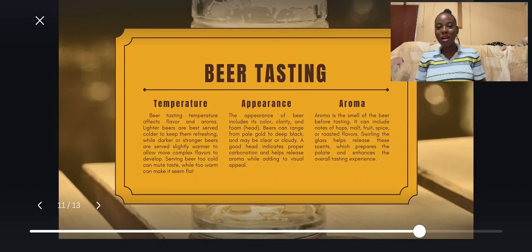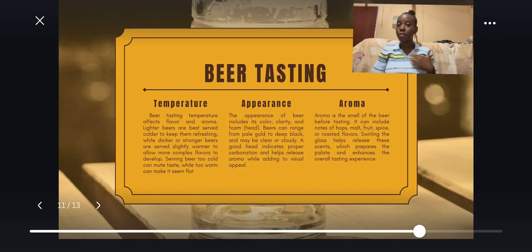As we talk about smells, we're going to move on to the aroma of the beers. You smell the beer before you taste it, as we do with a lot of food, as we do with a lot of drinks. I feel like that's just a human response to stuff. The smell of the beer will include the hoppy smell, the malt, the fruit, the spices, the roasted flavors. Swirling around the glass usually helps release those scents into the nostrils and enhances the overall tasting experience. As we know, your sense of smell is connected to the palate. So when you smell something tasty, it usually adds to your experience. That goes for drinks as well, and more importantly, beers.